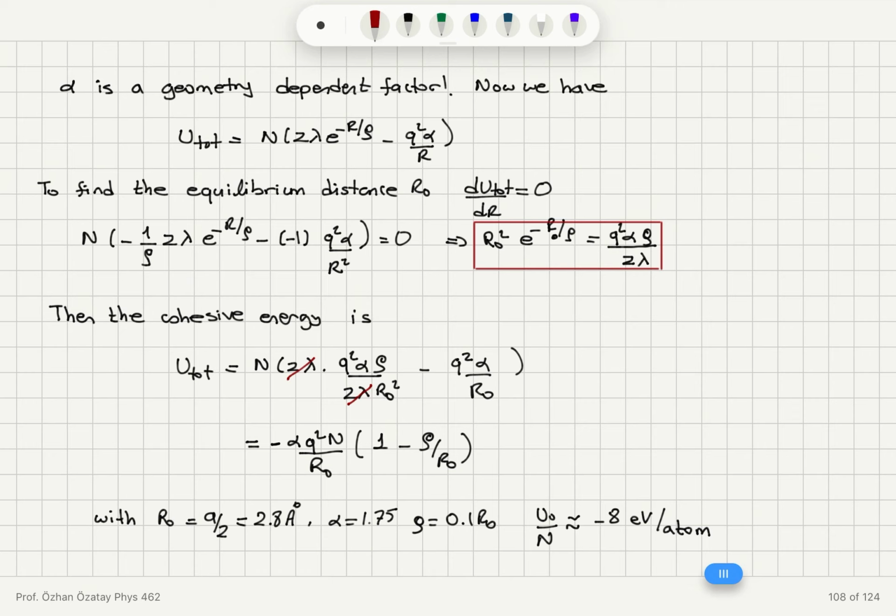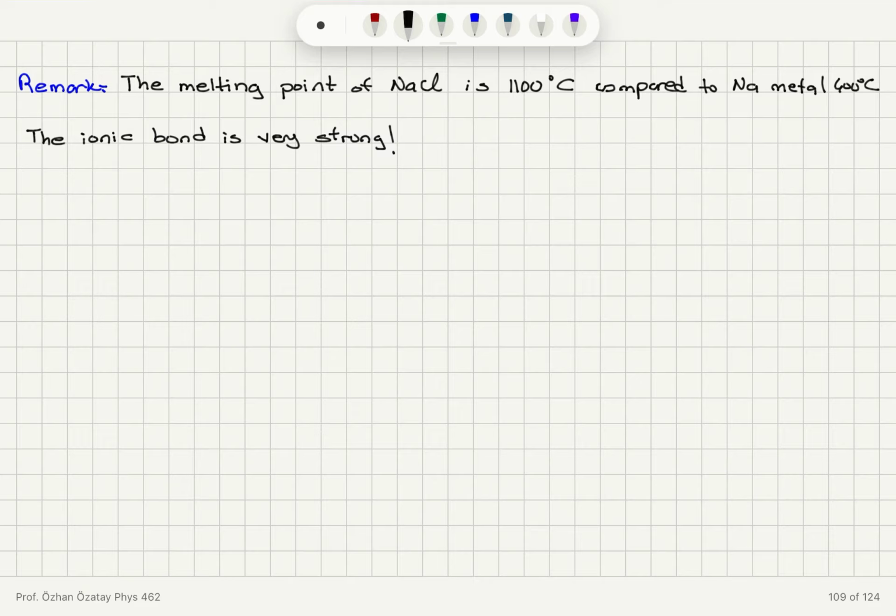Now when R0 is A over 2, going back to the sodium chloride crystal, 2.8 angstroms, alpha is 1.75, so this is once again the sodium chloride structure. So this is for sodium chloride. And rho is 0.1 R0. We can obtain U0, the equilibrium potential energy, divided by the number of atoms to be minus 8 eV per atom. So this is our cohesive energy.